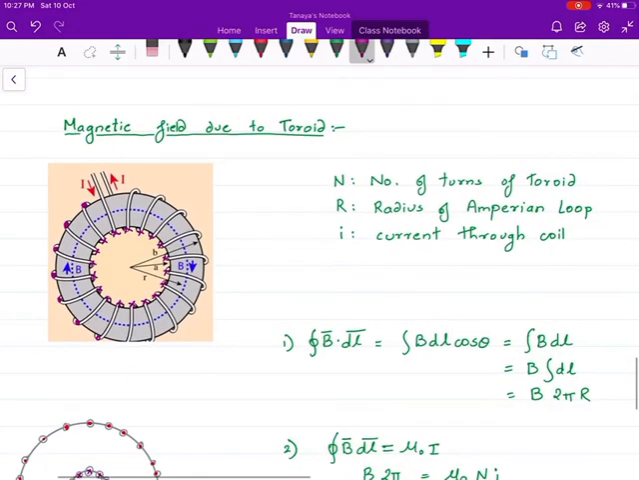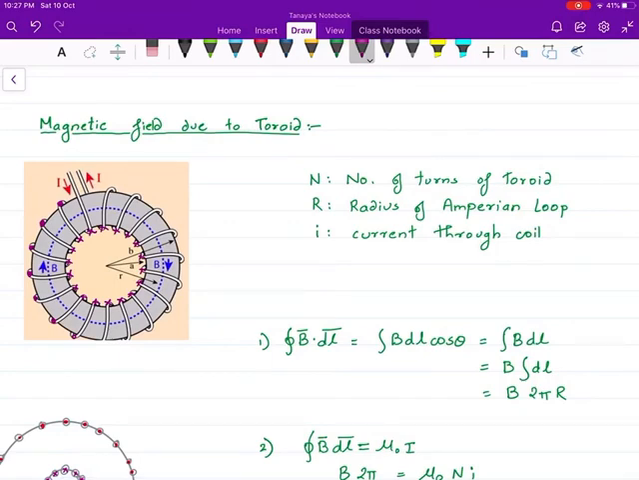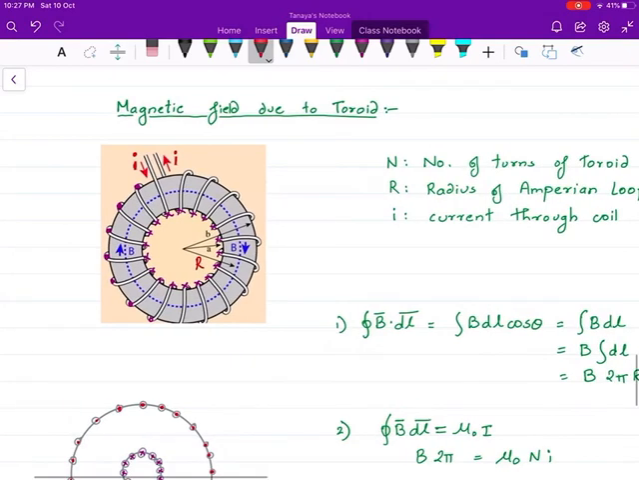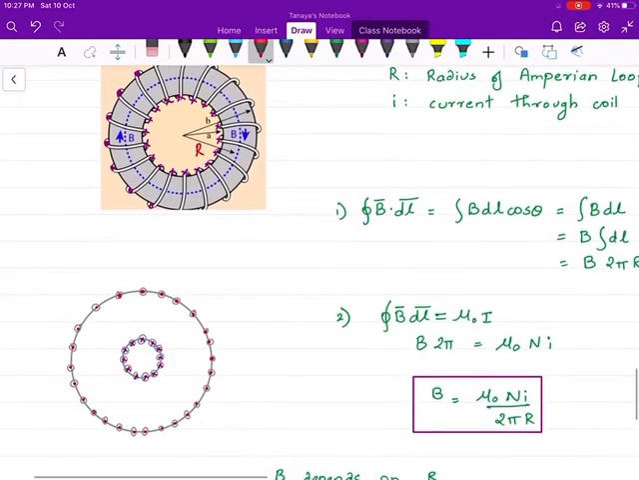Suppose capital N is the number of turns of the toroid. Capital R is the radius of the Amperian loop. Suppose this blue dotted line is the Amperian loop that we have considered. I have taken capital R as the radius of the Amperian loop, and small i is the current flowing through this coil. Now, we have chosen an Amperian loop which is in between. So see this.